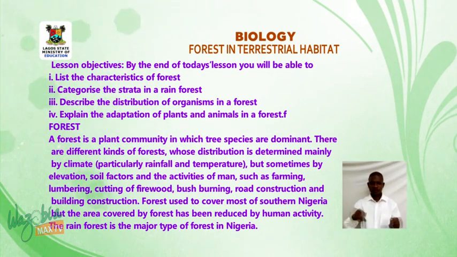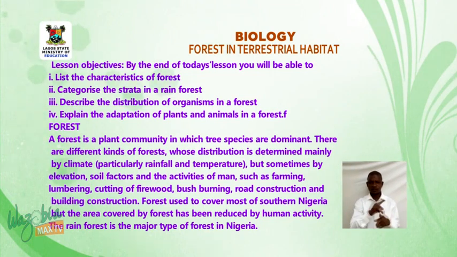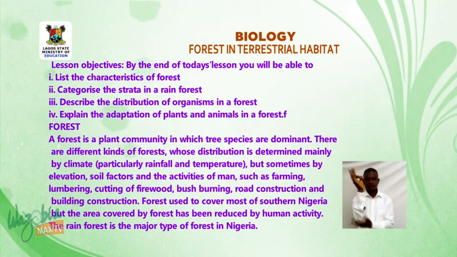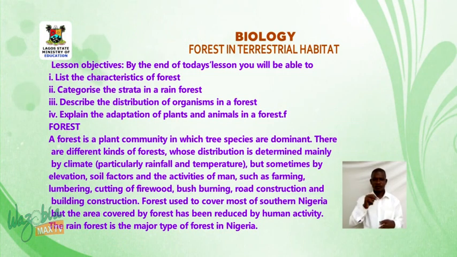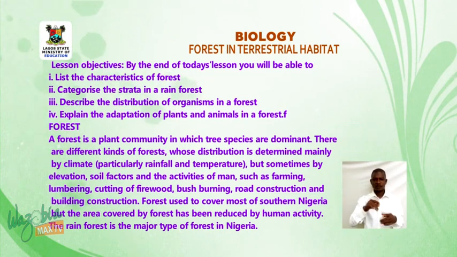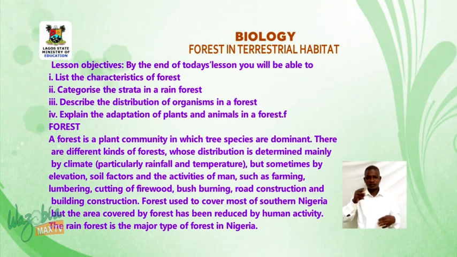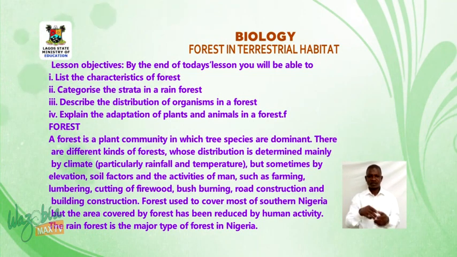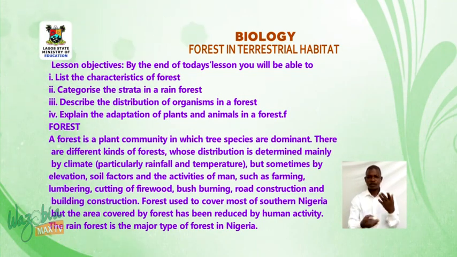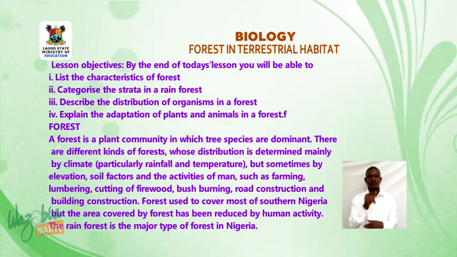Forest. A forest is a plant community in which tree species are dominant. There are different kinds of forest whose distribution is determined mainly by climate, for example, rainfall and temperature. But sometimes by elevation, soil factors, and the activities of man, such as farming, lumbering, cutting of firewood, bush burning, road construction, and building construction.